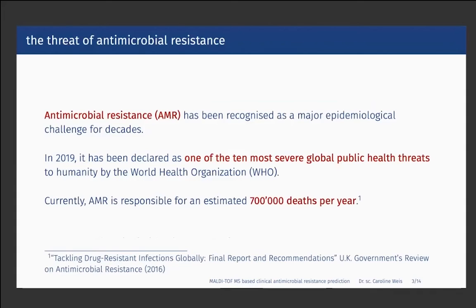So antimicrobial resistance has been recognized as a major epidemiological threat for decades. And it was named one of the top 10 public health threats to humanity by the WHO in 2019. In a report on antimicrobial resistance issued by the UK government, it was estimated that the antimicrobial resistance was responsible for 700,000 deaths per year worldwide in 2016. And it is estimated the number could rise up to 10 million a year in 2050. So research to optimize the treatment of infections and the usage of antimicrobial drugs is highly important.